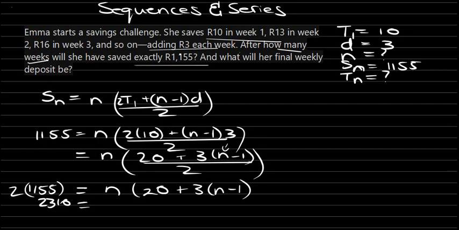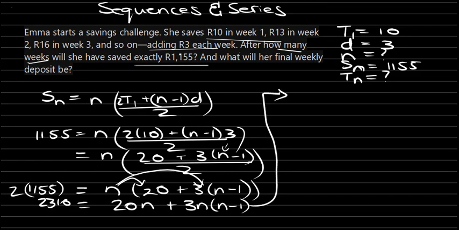The next thing I want to do is multiply this n inside the brackets, because I need to eliminate these brackets, and I can't do any other operations within these brackets. So we will multiply the n in these brackets, and we will have 20n plus 3n times n minus 1. It's 2310 equals 20n plus 3n squared minus 3n.